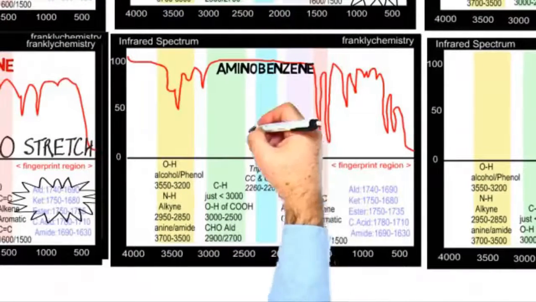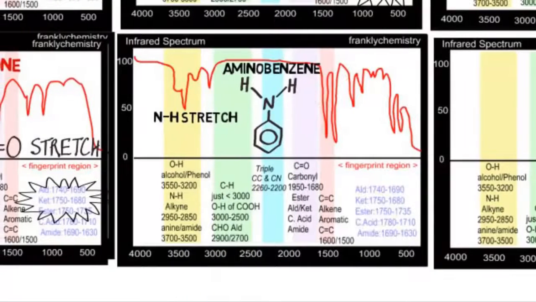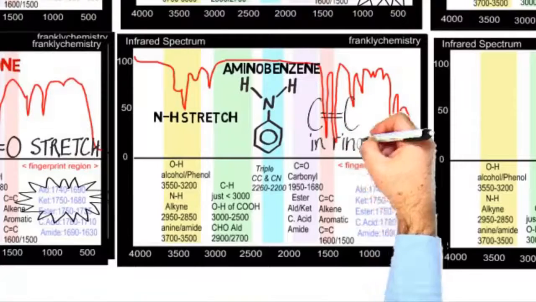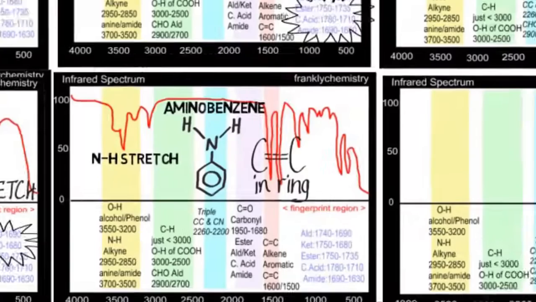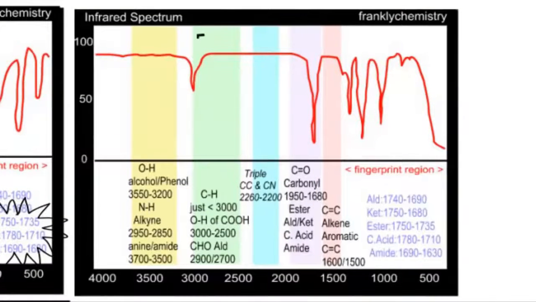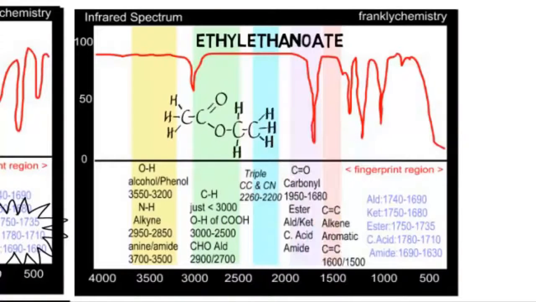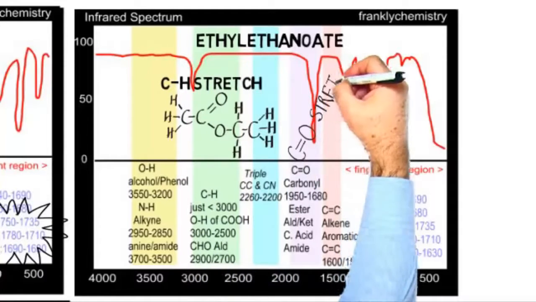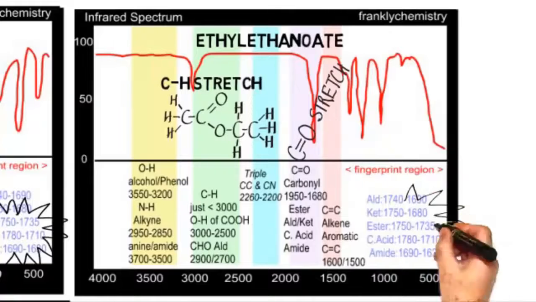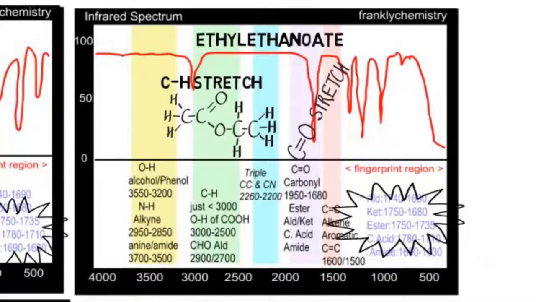This is aminobenzene, which has this structure. So we should be seeing an NH stretch, that's it there. And the CC of the aromatic ring is in around there. And the next one, pause and have a go. This is an ester, ethyl ethanoate, and that's the structure. So we should have the CH stretch, that's it there in the green zone. And we've got a C double bond O present in the ester, and it should occur there between 1750 and 1735.